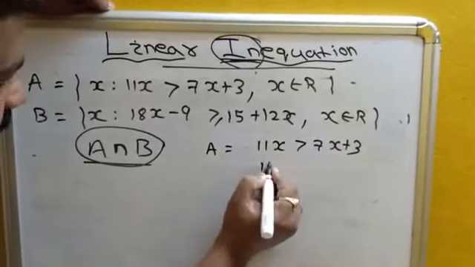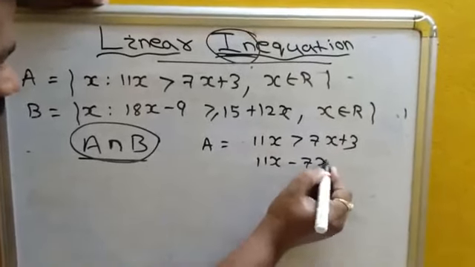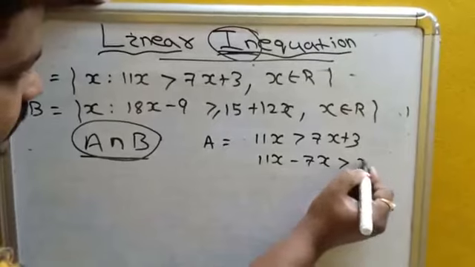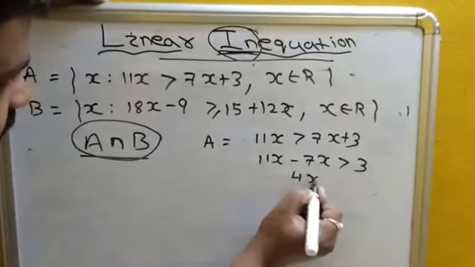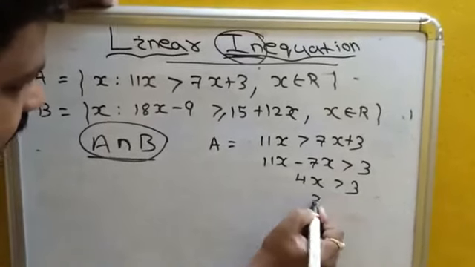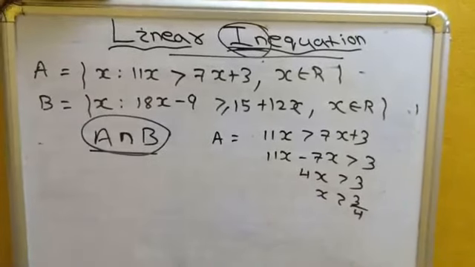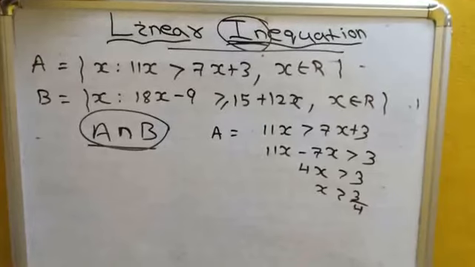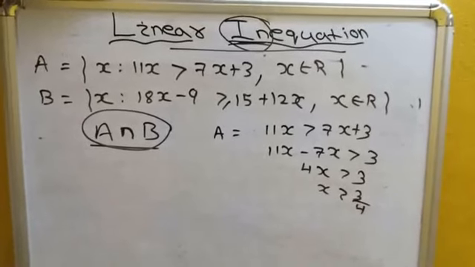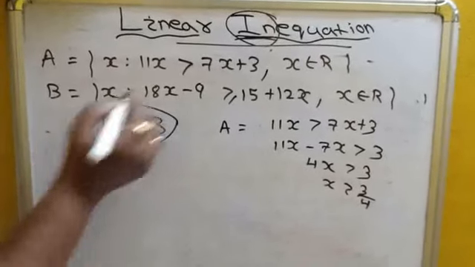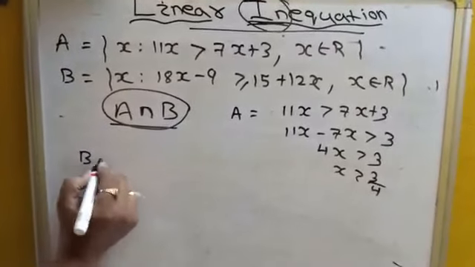So 11x minus 7x greater than 3. 4x greater than 3. x greater than 3 by 4. So what are you getting? x greater than 3 by 4. Yes or no? Next, B equals to how much?